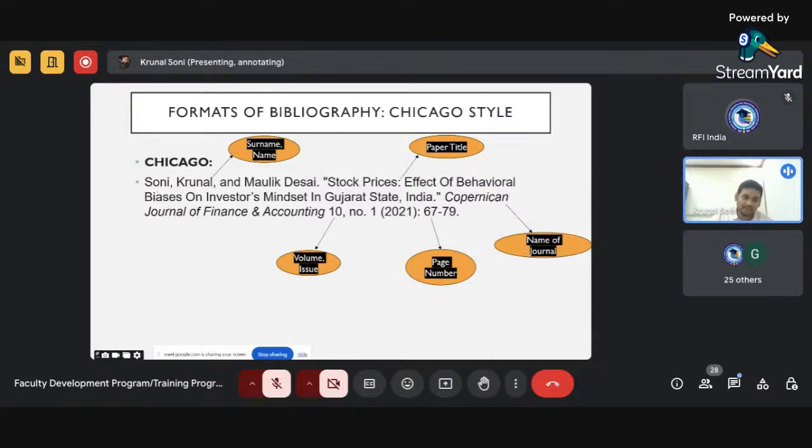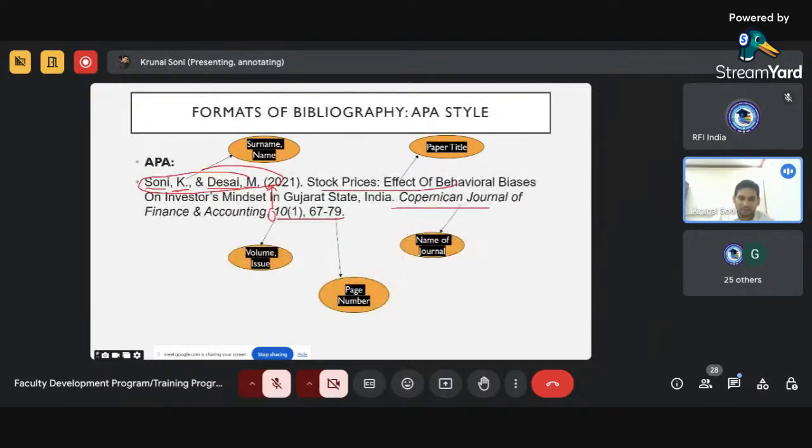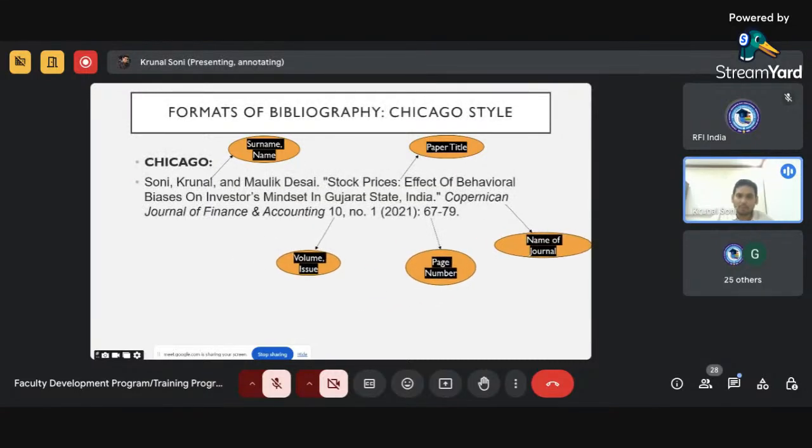Now you can see this again. The full name is appearing, right? But again, the year of publication has moved from here to here. And you can see the volume number, and the issue number was in brackets. If you see the previous slide, the issue number was in brackets. Can you see this issue number in brackets? But now it has been changed to number 1, right?